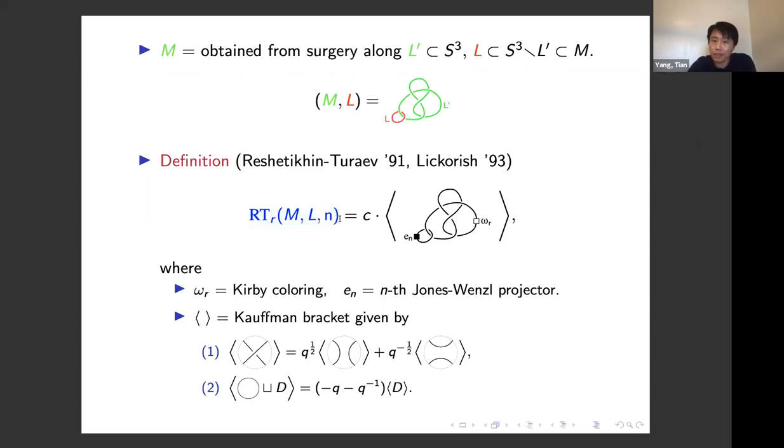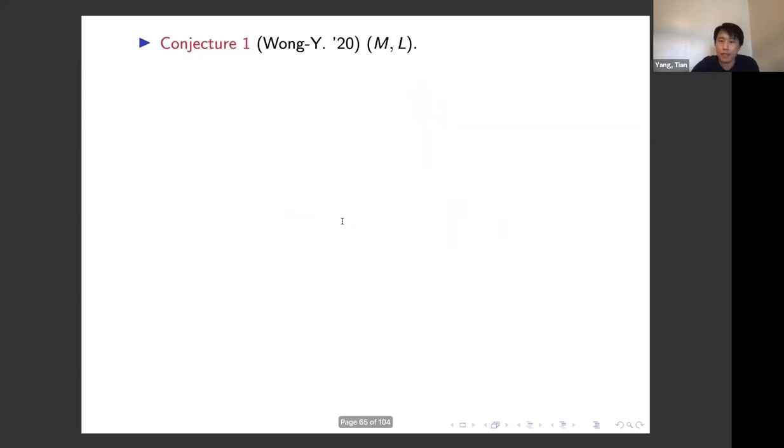Okay, now with my student Ka Ho Wong, we formulate the relationship between the relative Reshetikhin-Turaev invariants and the hyperbolic volume of the cone structures. In particular, we clarify the relationship between the colorings and the cone angles. Okay. So here, suppose we have this pair, M and L. And for the L, we have this sequence of colorings indexed by r.